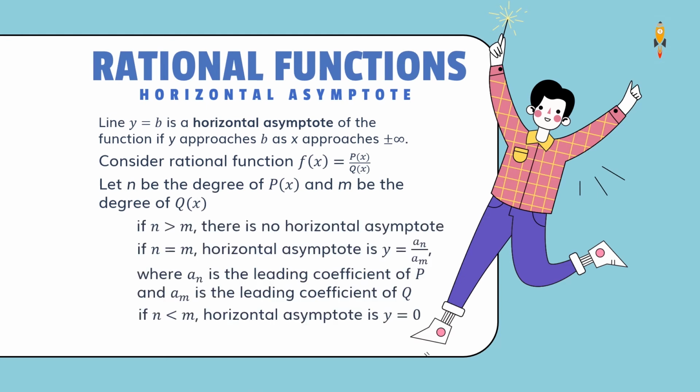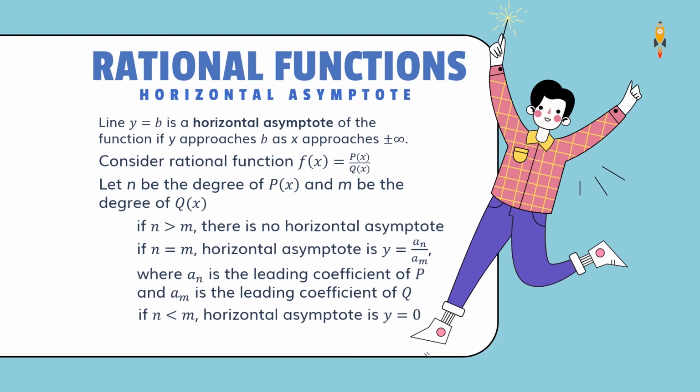Rational functions have asymptotes. The first is the horizontal asymptote. A line y equals b is a horizontal asymptote of the function if y approaches b as x approaches positive or negative infinity. Consider the rational function f of x is equal to p of x divided by q of x. Let n be the degree, or the highest exponent of x, of p of x, and let m be the degree of q of x.